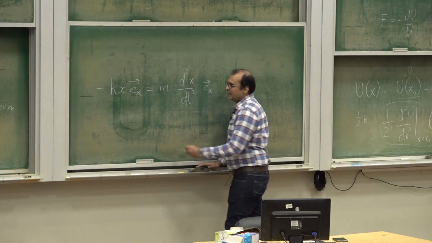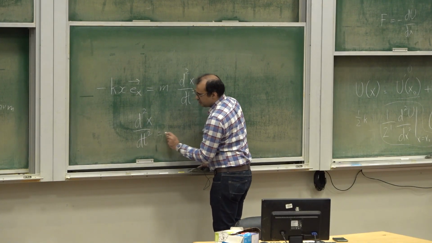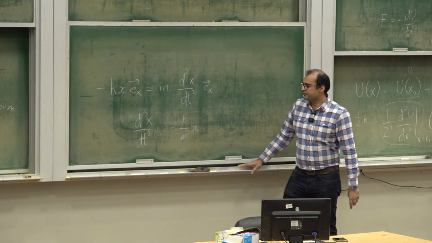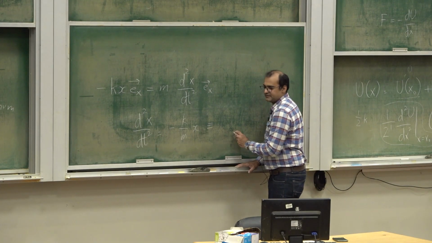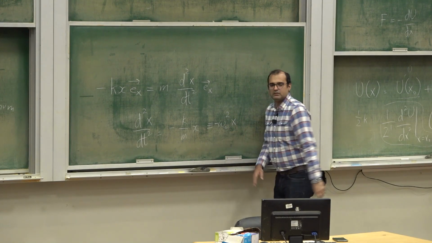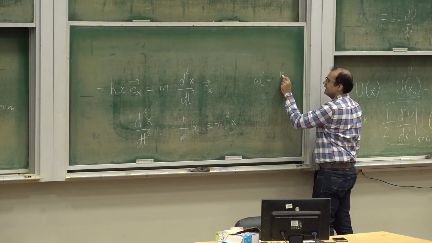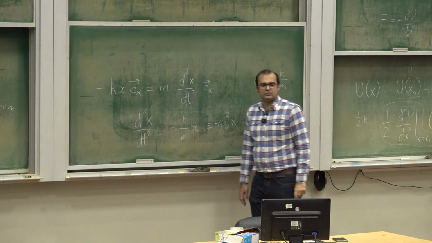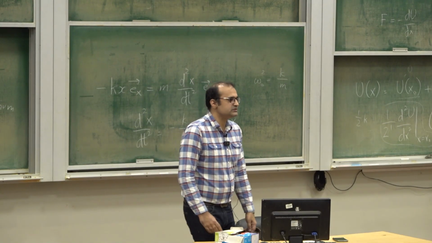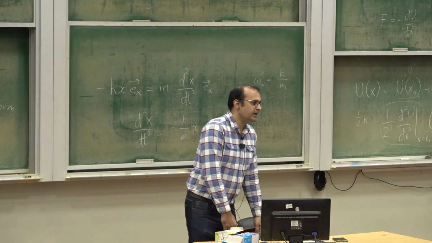And therefore, from here, I can write that the double derivative of x with respect to time equals minus k over m times x, which for future convenience, I write in this way: minus omega naught squared x. I define this omega naught squared as k over m. This is just to clean it up. K is a constant, m is a constant, k over m is another constant. I have just introduced a new symbol for this constant.